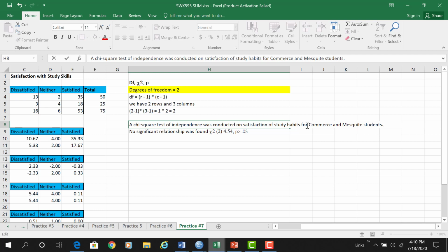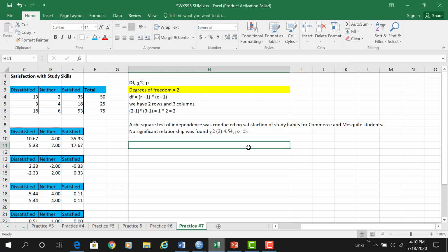You can go back to your textbook, page 391. It shows you how you can write it up, with more detailed information. Again, don't forget to include your descriptives, but I just wanted to make sure you understood how to write up the chi-square as well. All right, and that was it for our final homework.